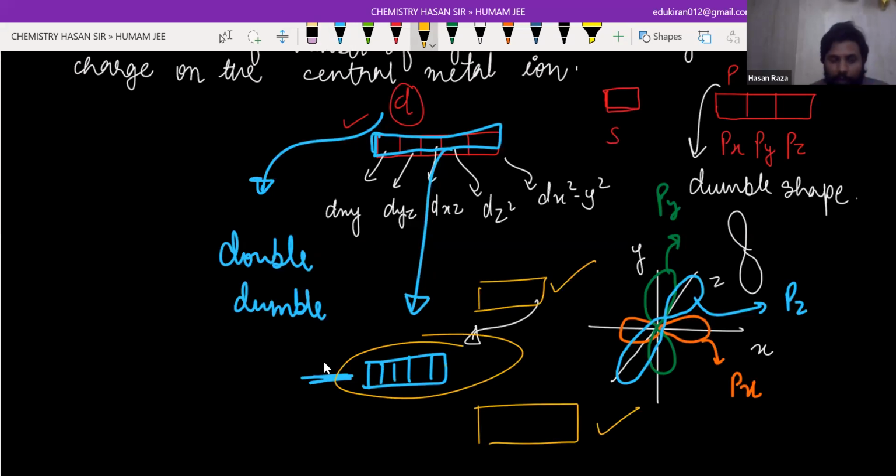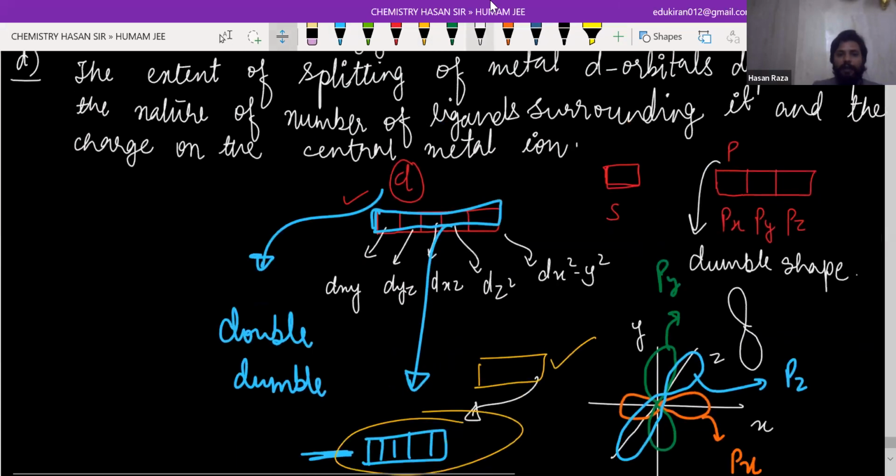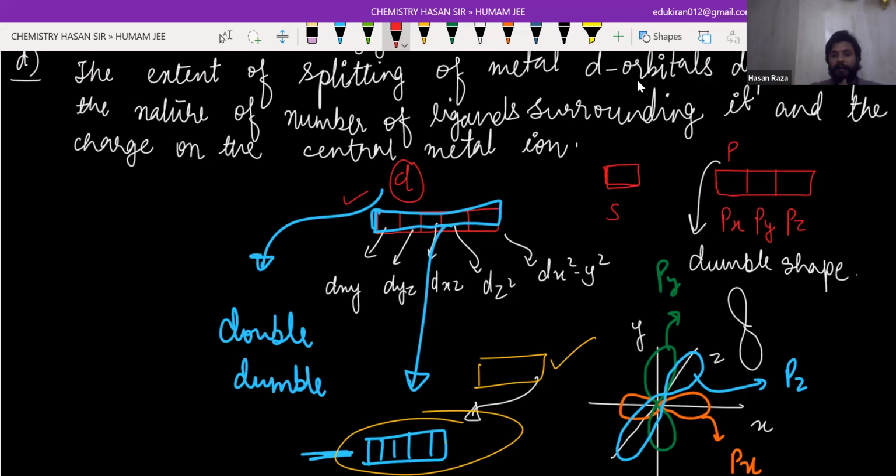Now the splitting depends totally on the nature of the ligands. And you can see here I have written: the extent of splitting of the metal d orbitals depends on the number of ligands or nature of ligands surrounding it and the charge on the central metal atom. Is that clear? Yes. Okay.